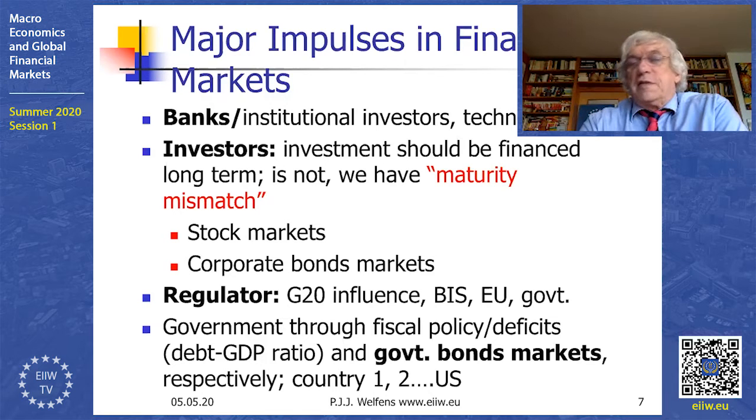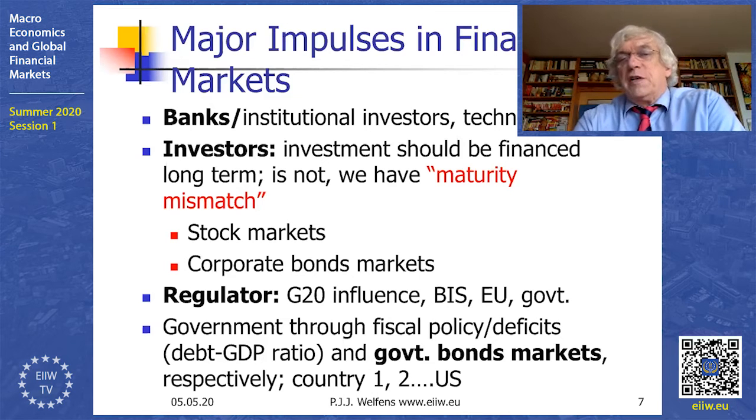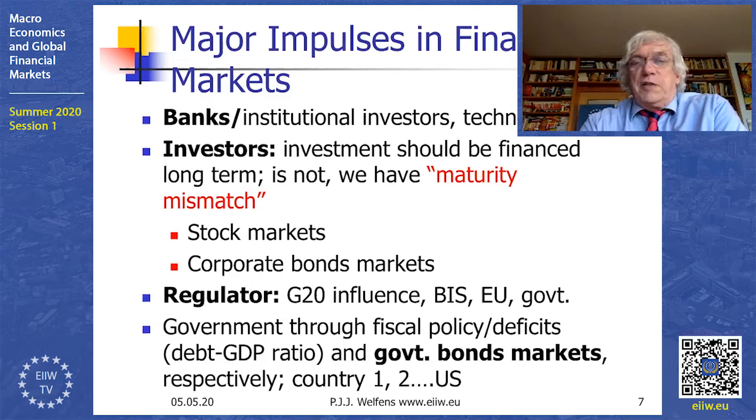Yeah, we have regulators. We have a certain influence of G20. So G20 became, let's say, quite influential in the context of the 2008 international transatlantic banking crisis. So G20 typically has links, of course, with the IMF, and the decisive actor actually in the field of international regulation is the Bank of International Settlements in Basel in Switzerland. Okay, there is the European Union, there are national governments. Government through fiscal policy, deficit spending, and then the development of the debt-GDP ratio plays a role, and of course is then active in government bonds markets.